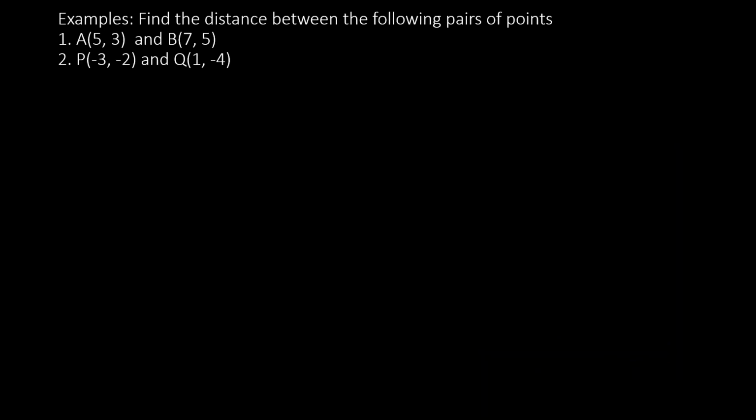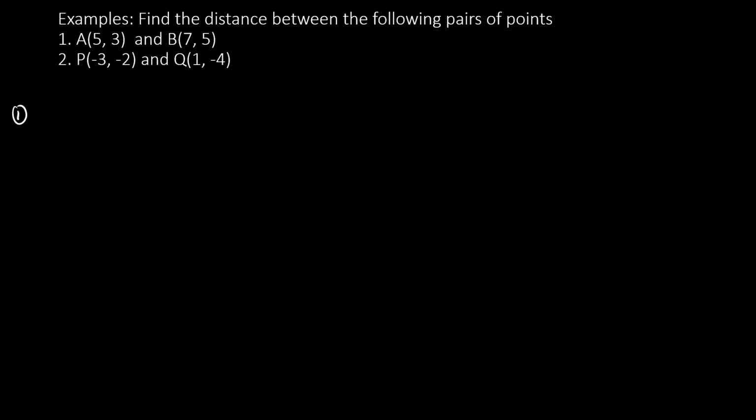The question says, find the distance between the following pairs of points. The first one, we have point A and point B, with point A having the coordinates 5, 3, and point B having the coordinates 7, 5. This is the first one. You can go on and try to represent this on a Cartesian plane, but to save time, we are not going to do that in this tutorial.